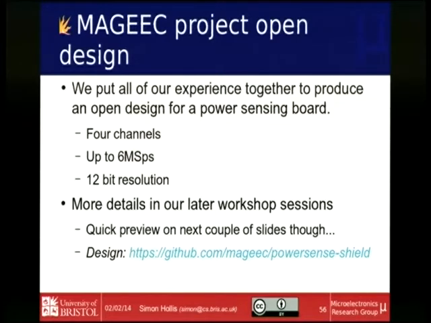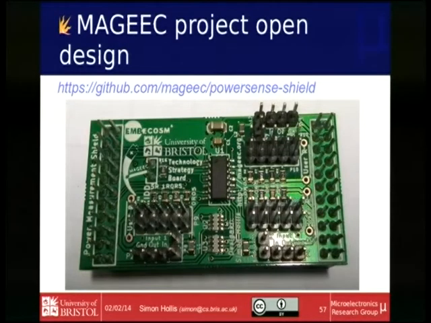Four channels, 6 megasamples per second, so it would measure accurately everything we've seen today. A little bit of resolution. And this is what it looks like. If you zoom in, this is my hand. This is the amplifier in the middle, the biggest part of the device. We've got a big selection of different shunt resistors that you can insert by connecting to the shunt.